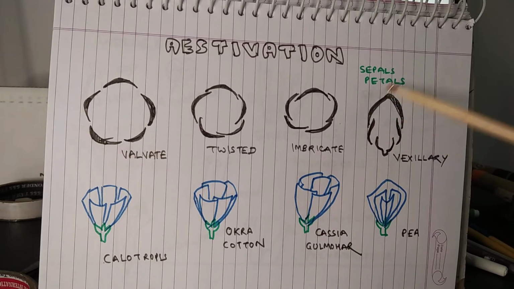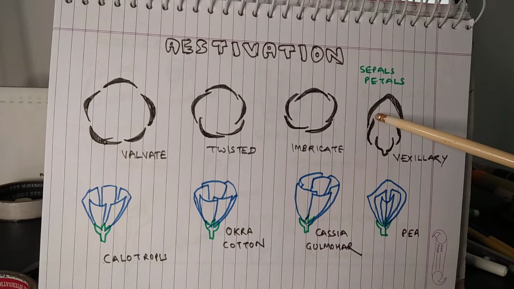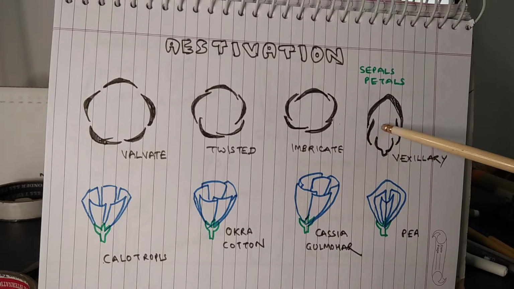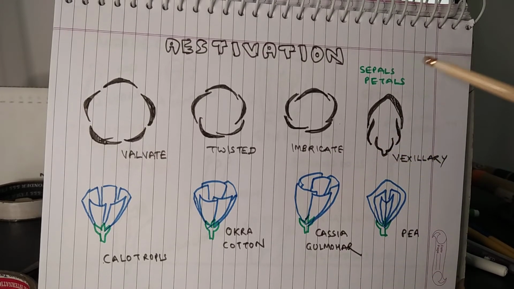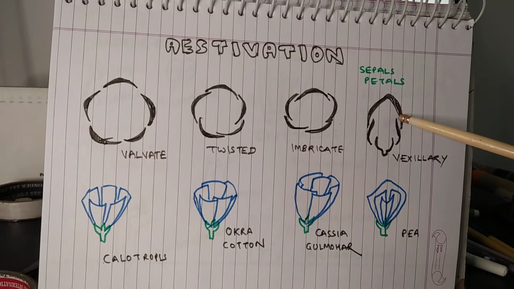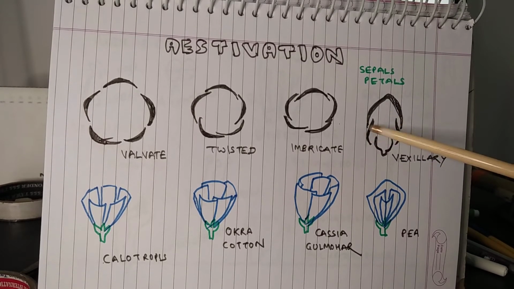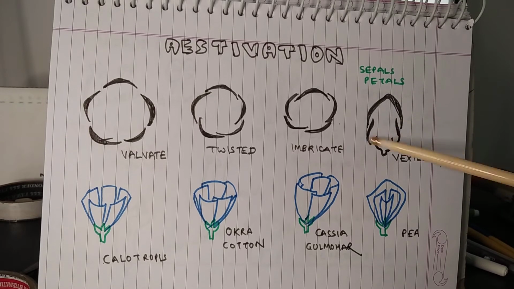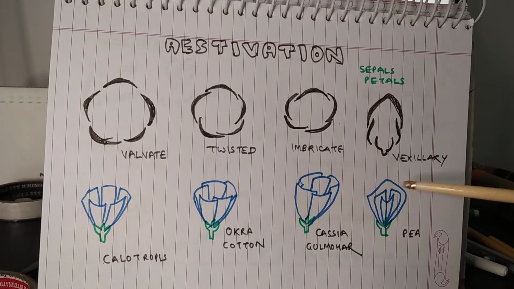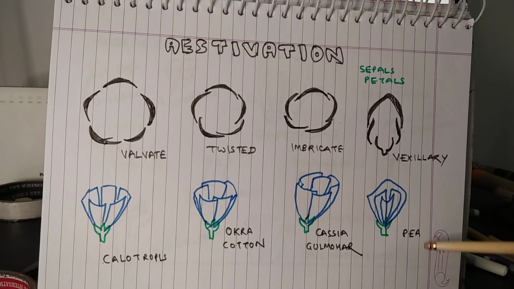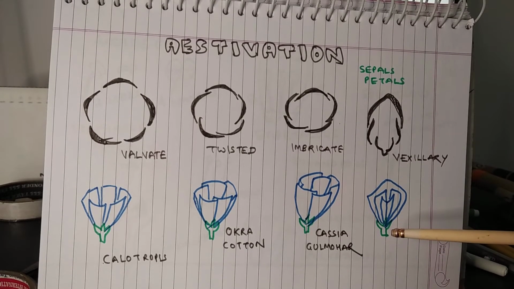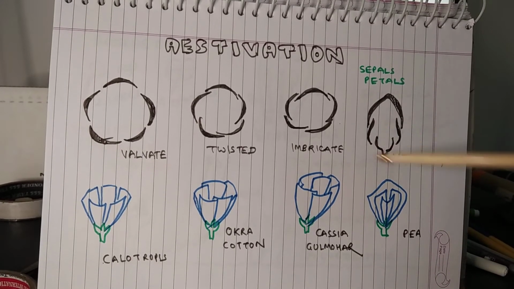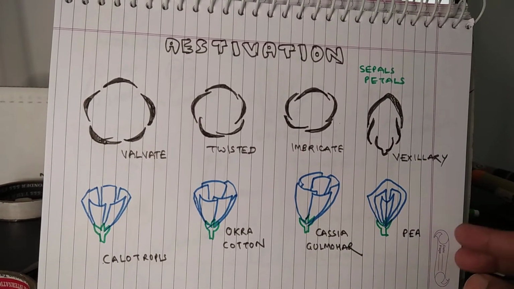Now there is a special case where there are 5 petals or 5 sepals. One of them is the largest, then 2 are somewhat smaller, and the third one is much smaller. The largest one overlaps the 2 petals in this way, and the smallest one is being overlapped by the remaining 2 of medium size. This condition is called vexillary. Example is pea. You can see many flowers of leguminous plants which have this sort of estivation.